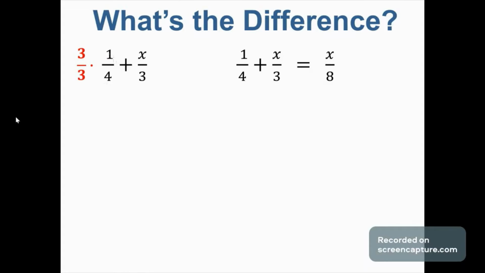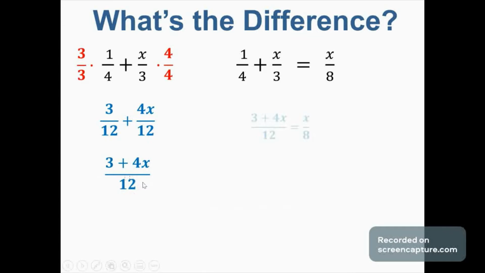So if I multiply 1/4 by 1, I am basically not changing it at all. It might change what it looks like, but I'm not changing what it actually is. And then over here, I'm going to multiply this by 4 over 4. So our new fractions are 3 over 12 plus 4x over 12. Now we have a common denominator. We can add those across the top and combine. And when we do that, they are now one fraction, and it is 3 plus 4x over 12.